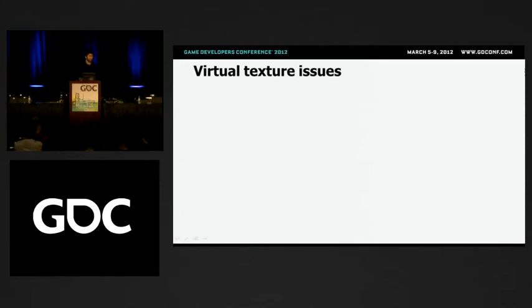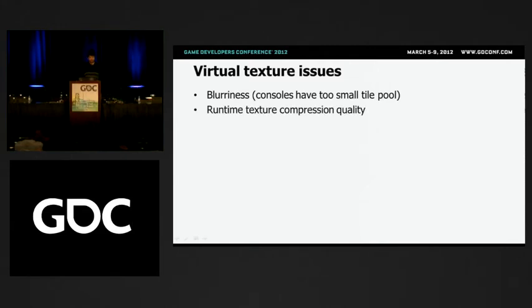Again, as always with rendering, it's compromises. So there are issues with the virtual texture approach. It does solve the performance problem that we set out to solve, which is a good thing, of course, but it has some drawbacks. One, perhaps the biggest one, is the blurriness. On the console, we don't really have the memory budget to have a full, sharp virtual texture, so the terrain will be slightly blurry.